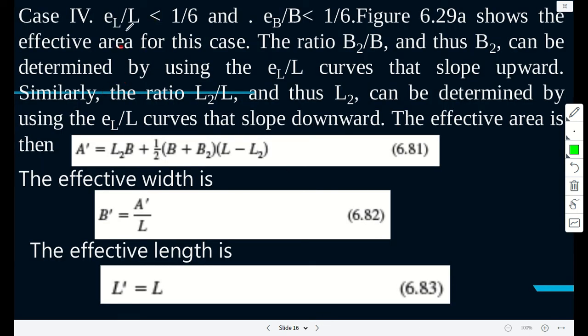Now case number 4, E over L is less than 1 over 6 and E over B is less than 1 over 6. So figure 6.29a shows the effective area for this case. The ratio B2 over B, thus B2 can be determined by using the E over L curves that slope upward. Similarly, the ratio of L2 over L, thus L2 can be determined by using the E over L curves that slope downward.